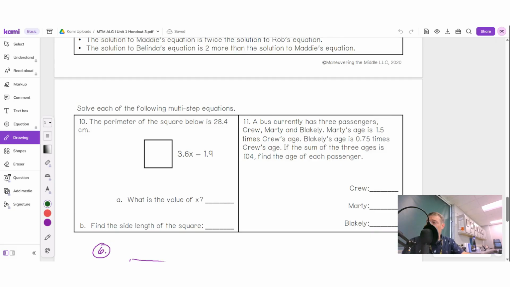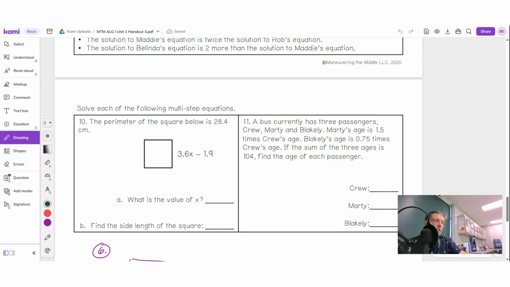We got a bus. Currently has 3 passengers: Crew, which is a fantastic name for a person, Marty and Blakely. Marty is 1.5 times Crew's age. Blakely is 75% times Crew's age. And the sum of all of their ages is 104. Find the age of each passenger, which we will write here.